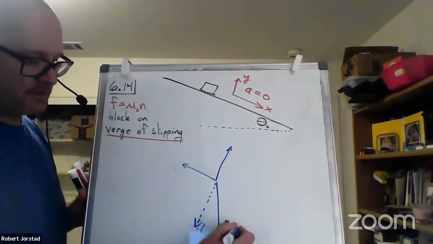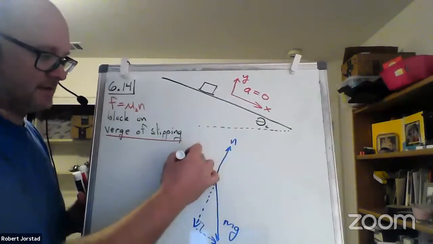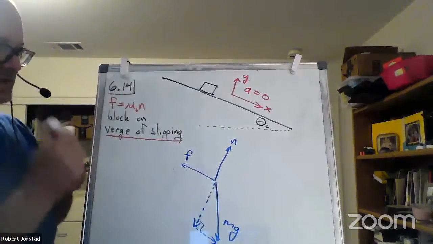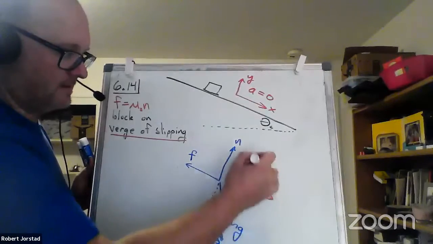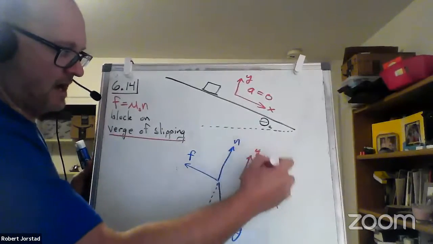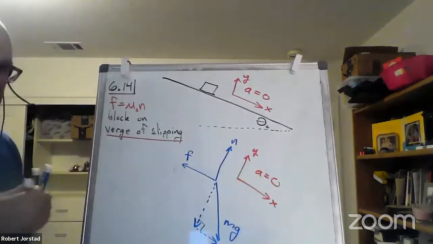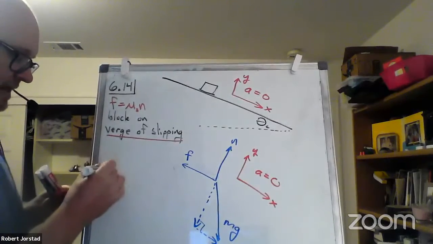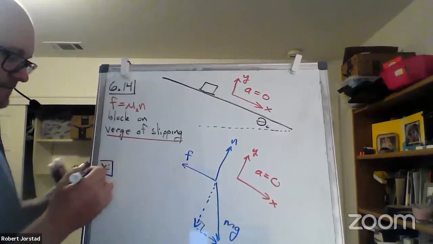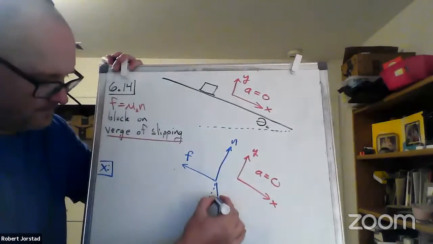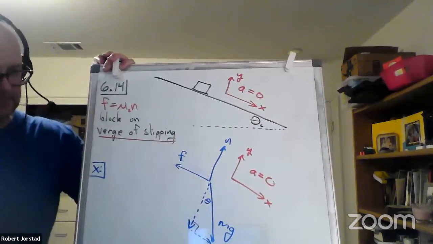All right, so this was mg, this was n, this was the frictional force. We already said this is x, this is y. We said acceleration is 0. So let's write out the force equations. In the x direction, what do we get? Negative. Oh, yeah. Go ahead. No, go ahead, dude. Okay. Well, it's just negative friction equals 0.